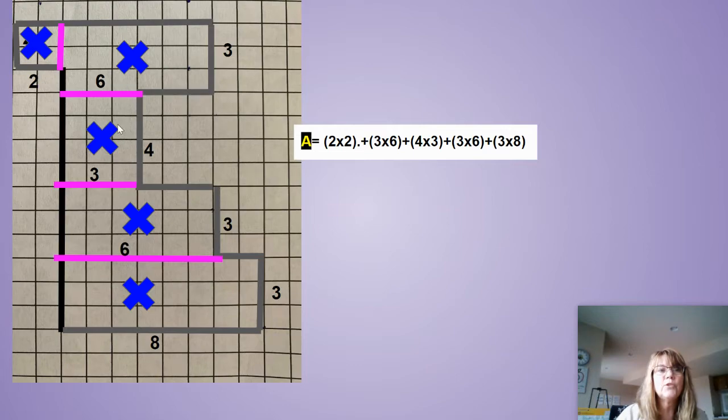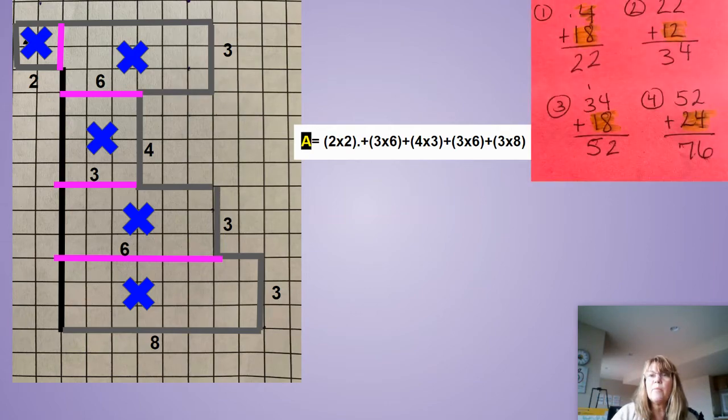So I have 1, 2, 3, 4, 5 rectangles. 1, 2, 3, 4, 5 parentheses with multiplication and attached by addition signs. Now, in order to figure these out, I need to figure out what each one is. So we have 4, 18. I'm writing it down on a scrap piece of paper. I have 12, 18, and 24.